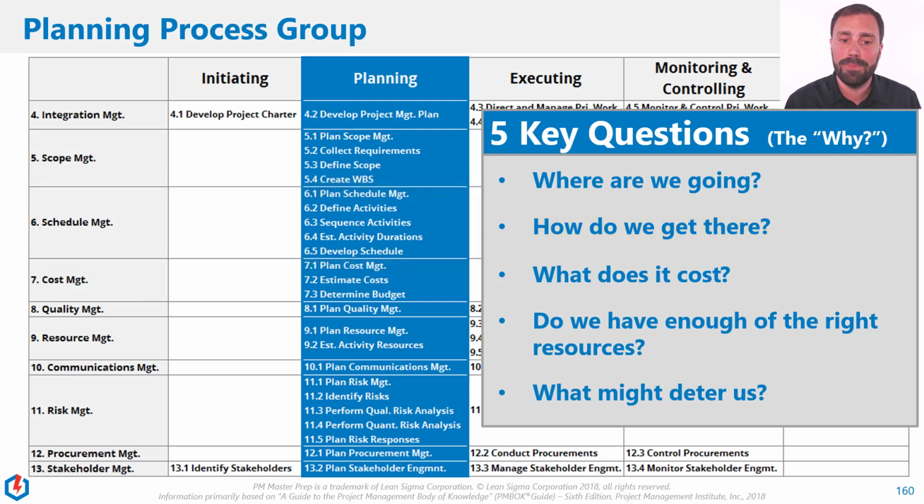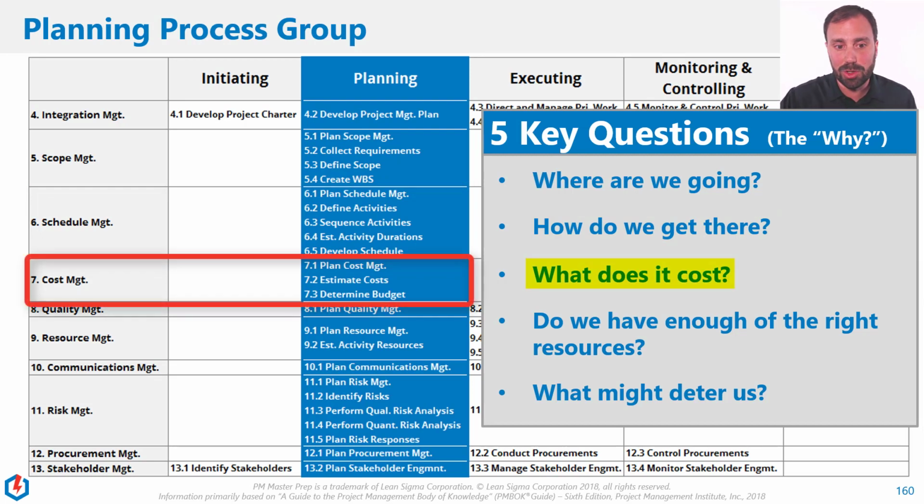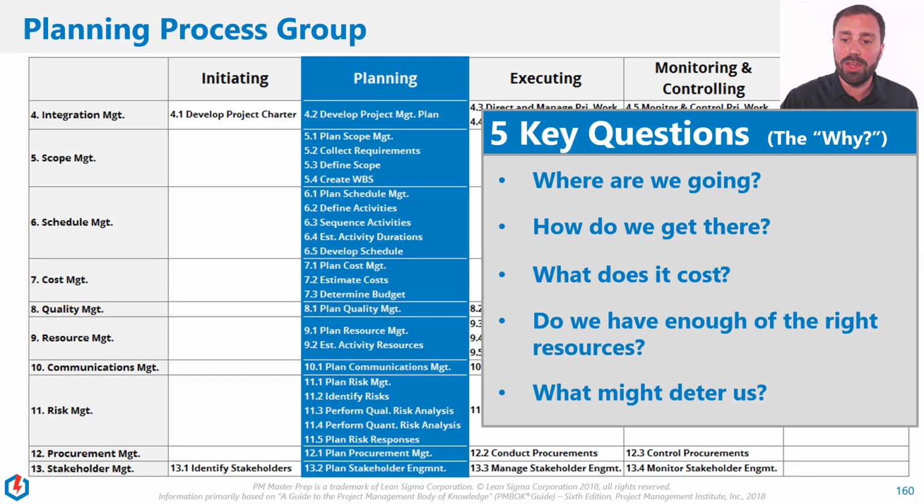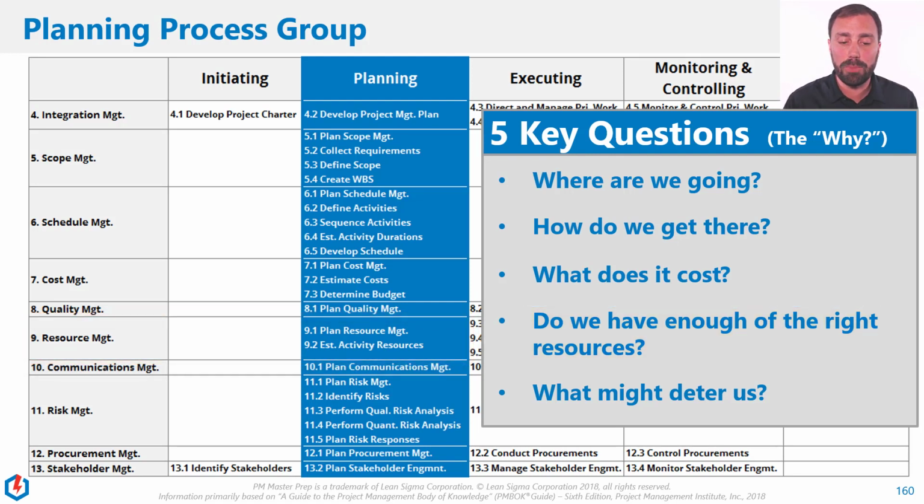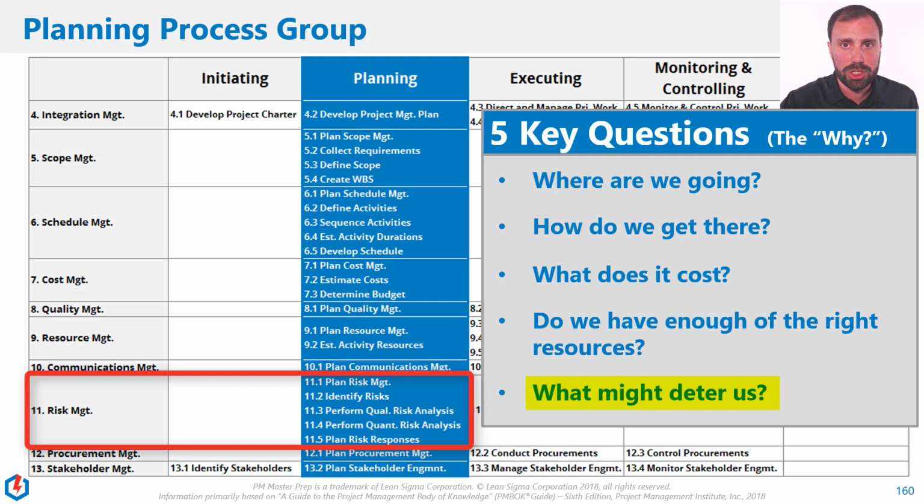How do we get there? Then as we go down, what does it cost? That's the cost section, those 3 things in there. And then, do we have enough resources? Look at the plan resource management section. That's where we say, do we have enough resources to finish this project? And then as we go down to another big chunk, the risk section, what might deter us? So we're going to spend a lot of time looking at risk in much different ways, quantitatively and qualitatively, to see what our risks are and to prepare for them and to prepare risk responses.